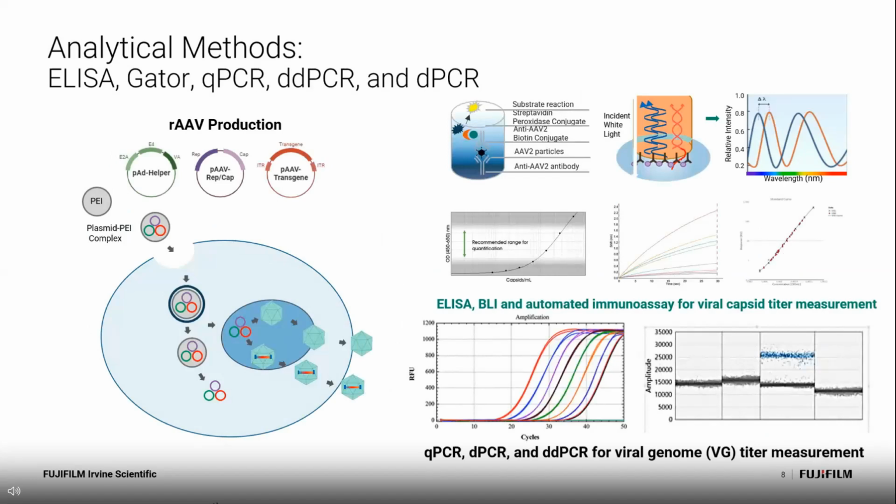The analytical methods we used for viral capsid titer in cell lysis include traditional ELISA, biolayer interferometry-based immunoassay, and automated immunoassay. For viral genome titer, we used qPCR in our early development and now completely switched to nanoplate-based digital PCR. The viral genome titer results from our collaborator was collected from digital droplet PCR assay.